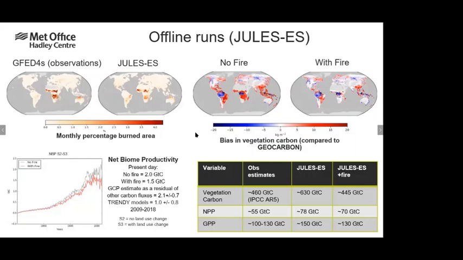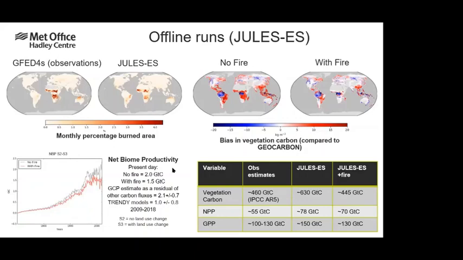We can also look at the net biome productivity as a measure of the overall carbon sink in the system. The plot down here shows the grey line, net biome productivity changing over the historical period without fire, and then red is with fire. In the present day, without fire, NBP is around 2 gigatons of carbon, and when we include fire, it reduces slightly to around 1.5.